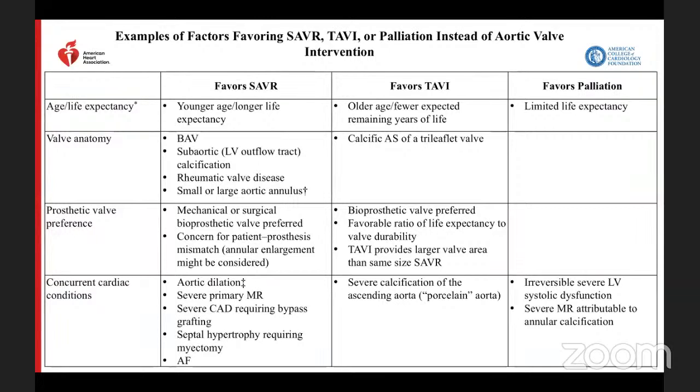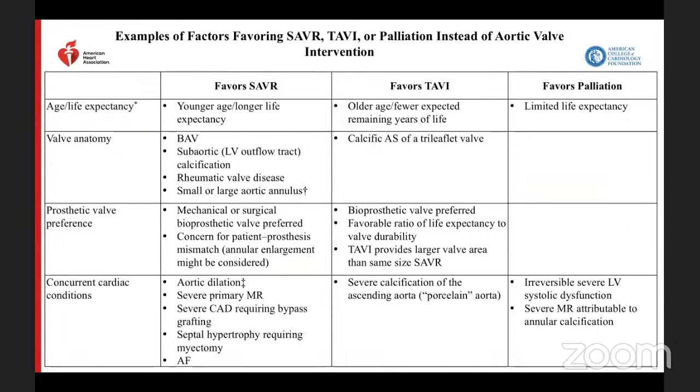Valve anatomy: a patient with a bicuspid aortic valve, subaortic calcification, rheumatic valve disease, or a small or large aortic annulus will be in favor of surgical AVR. A patient who has calcific aortic stenosis of a tri-leaflet valve will be more suitable for TAVI.